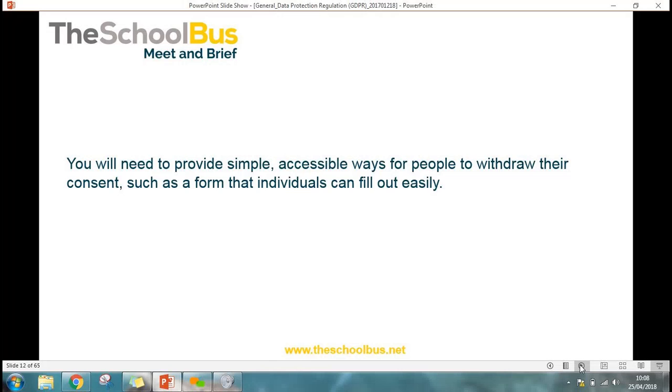And similarly, people have got to have the right to be able to withdraw their consent. So going back to only processing data for as long as we want to have it, and asking people continuously, if someone wants to withdraw their consent for the processing of data, we've got to provide them a means by which they can do that.